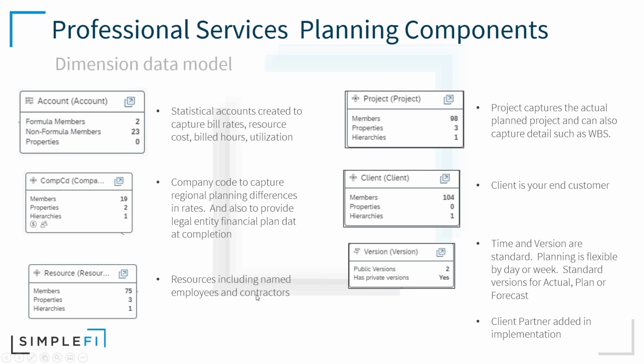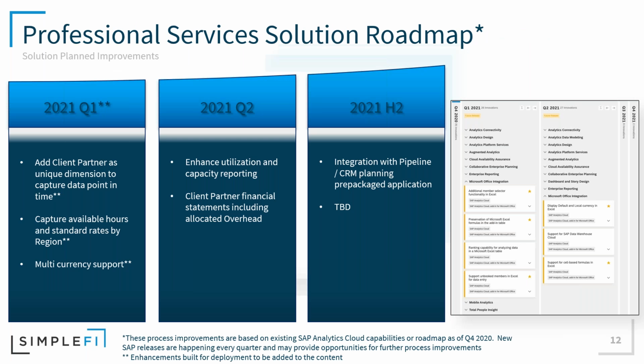Resources, including named employees and contractors, so that's a dimension within our planning model. Projects, obviously, clients and version. And then this is one of the items, with our prepackaged content, we're constantly improving this content and creating goals and roadmaps as to where we want to focus our internal effort to help build the most value. And one of the things we've already done from an implementation perspective is add client partner as a dimension, so that if client partners change mid-project, you're able to plan for those things. It is already incorporated in our model here that you'll see today.